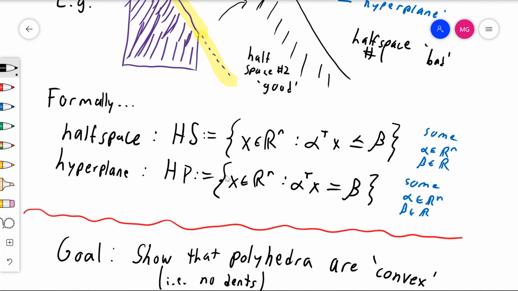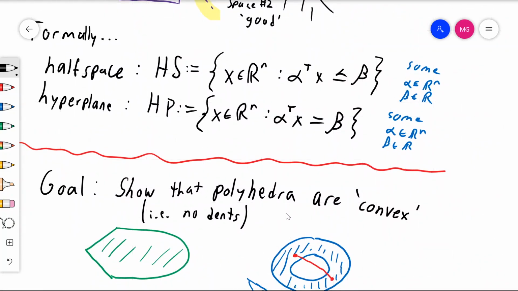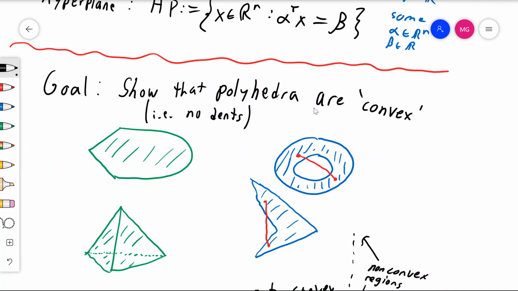Okay, so that's what a half space and a hyperplane are, and we're going to use those constructs to show that polyhedra are convex. So that's our goal in this video. Our goal will be to show that polyhedra are so-called convex. So in other words, there's no dents.